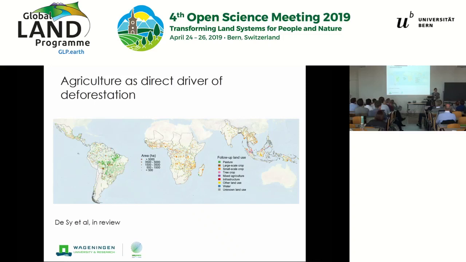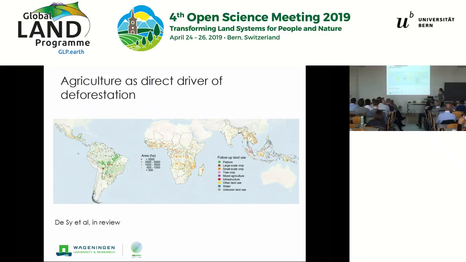So agriculture is a main direct driver of deforestation. This was a study done across the tropics. It used a systematic sampling design. So these samples are 10 by 10 kilometer squares, about 100 kilometers apart. And within these samples, I looked at when there is deforestation, what is the follow-up land use as a proxy for the direct driver of deforestation.